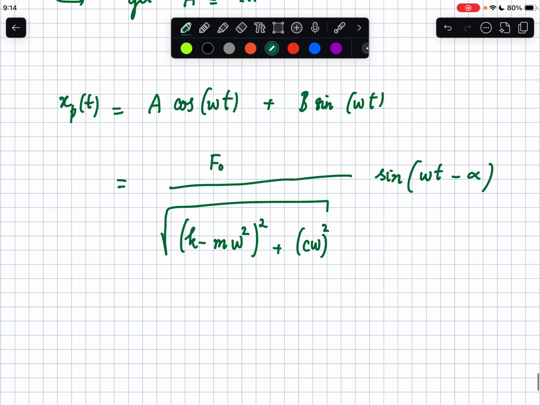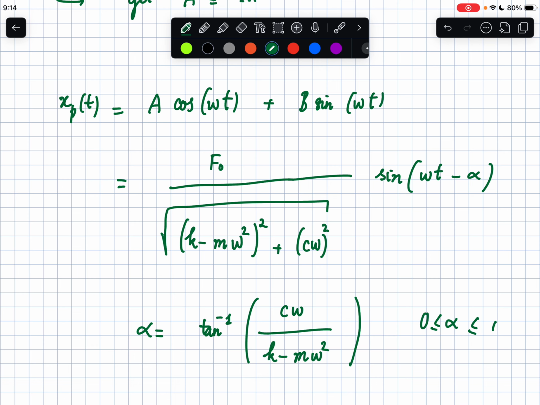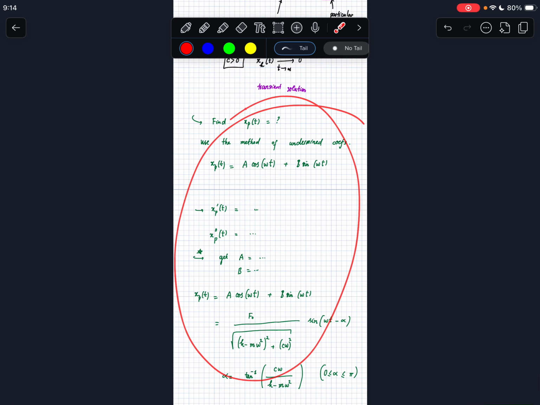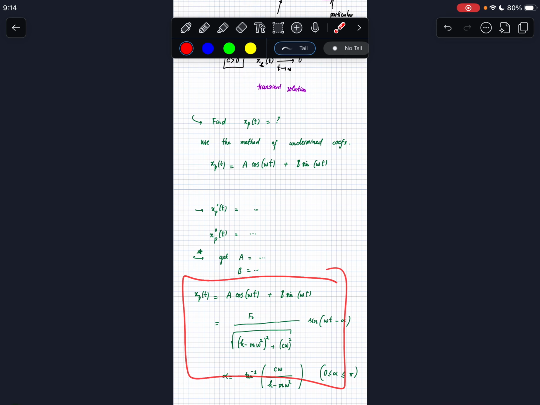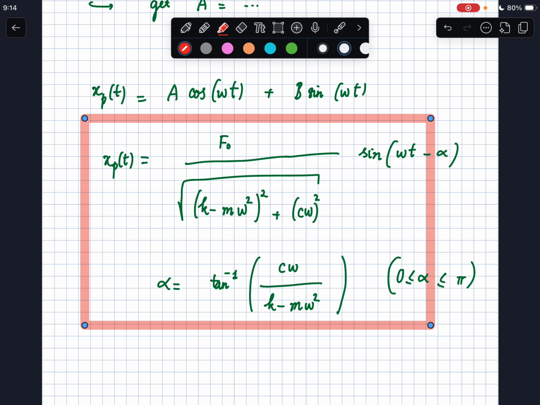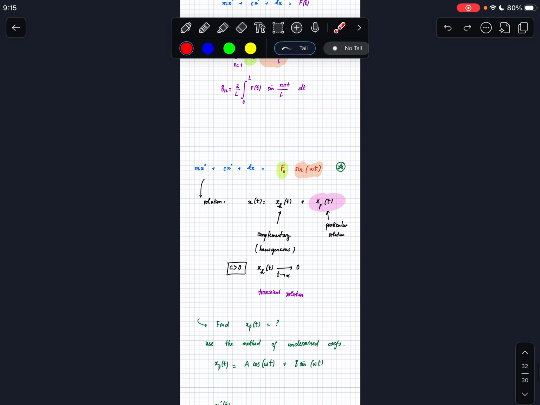Here α is arctan of cω over (k − mω²), so α is between 0 and π. By doing all of this, we get x_p in this form, and this is what we can use for x_p(t). We just use the form with sine terms. This is our x_p for this equation star.